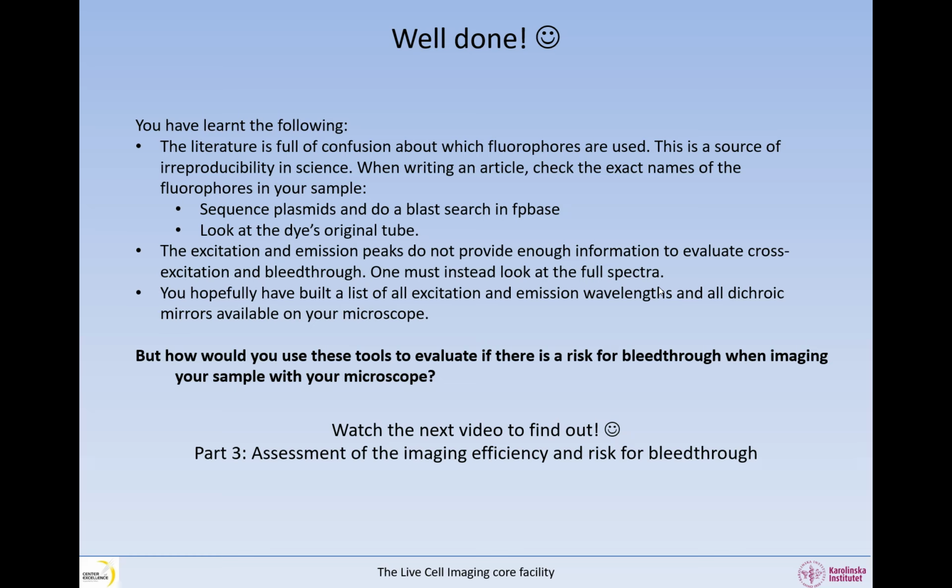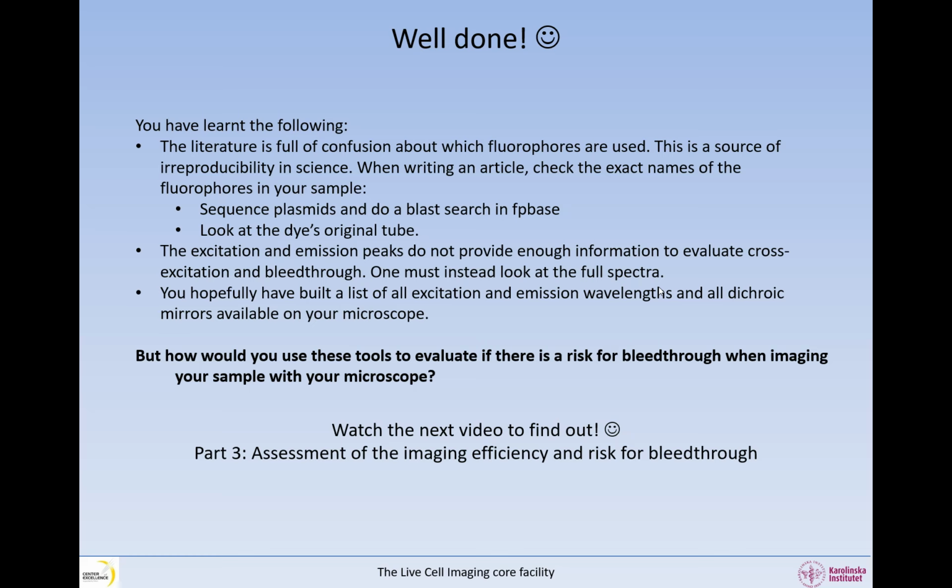Well done! You have learned the following in this video. The literature is full of confusion about which fluorophores are used. This is a source of irreproducibility in science. So please, when writing an article, check the exact names of the fluorophores in your sample. And you can do this by sequencing your plasmids and doing a blast search in FPbase, for example. Or you can look at the dye's original tube. Make sure you write the correct names in your article.